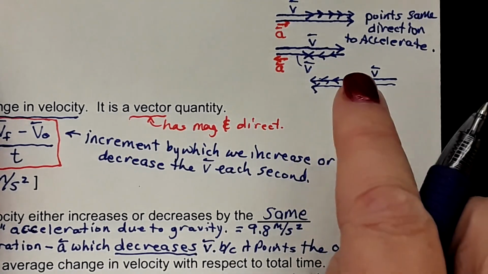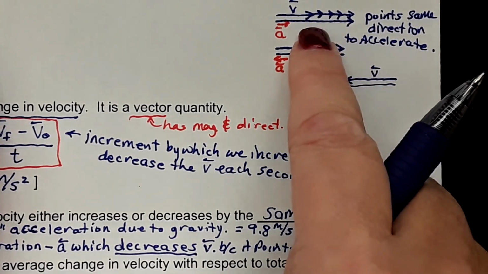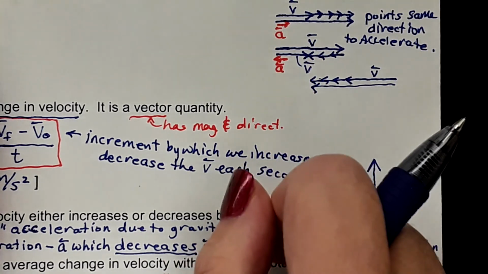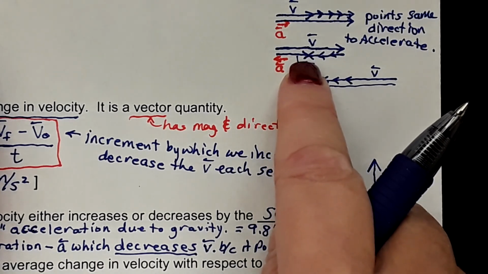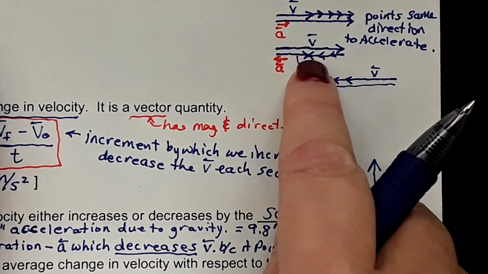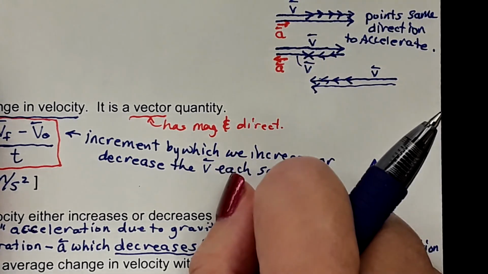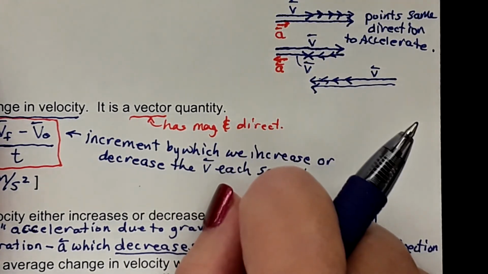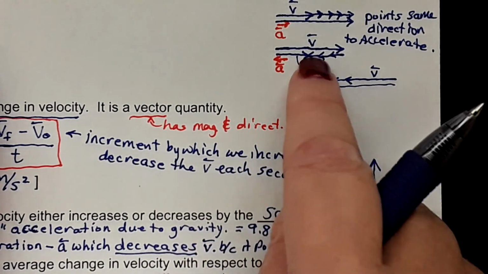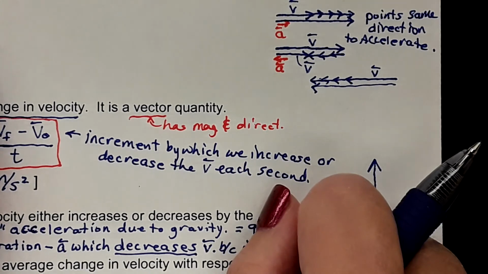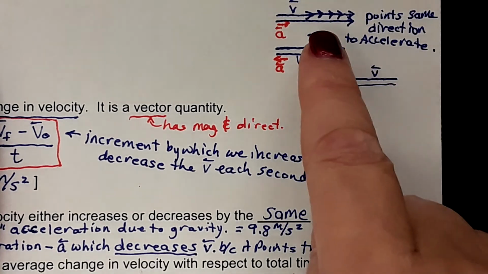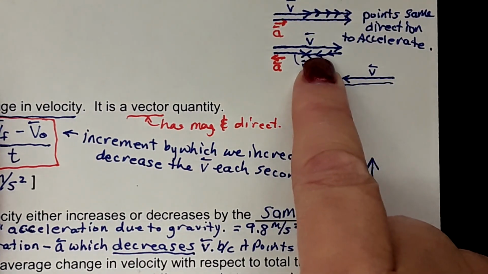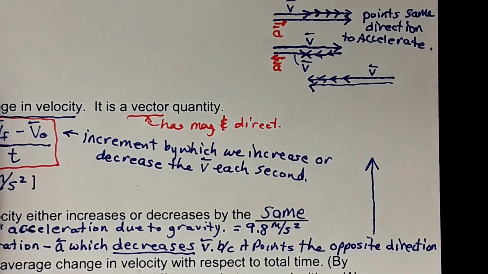So be careful. Simply realize that to speed up, to accelerate, the two vectors have to point the same direction, like here and here. To slow down, they have to point opposite directions so that you take away from the velocity, regardless of whichever way the velocity points. The acceleration has to point the opposite direction in order to take away from the velocity. Okay? All right, so uniform acceleration simply means that this increment that you're going to add to the velocity is always the same increment. Okay?